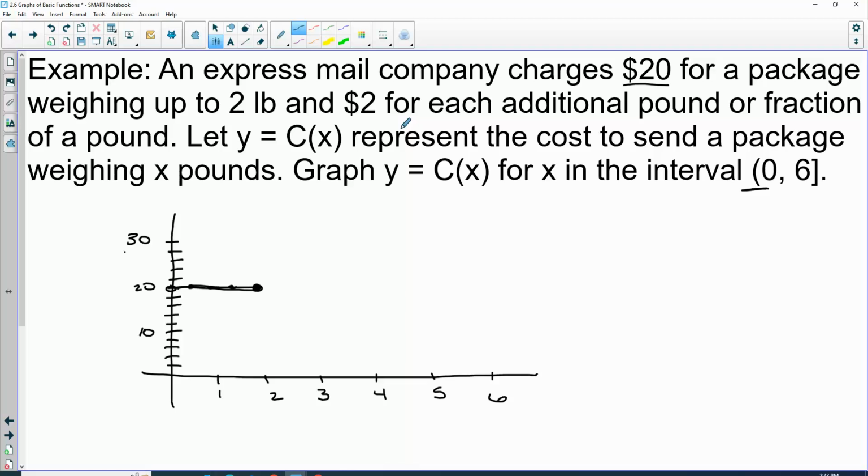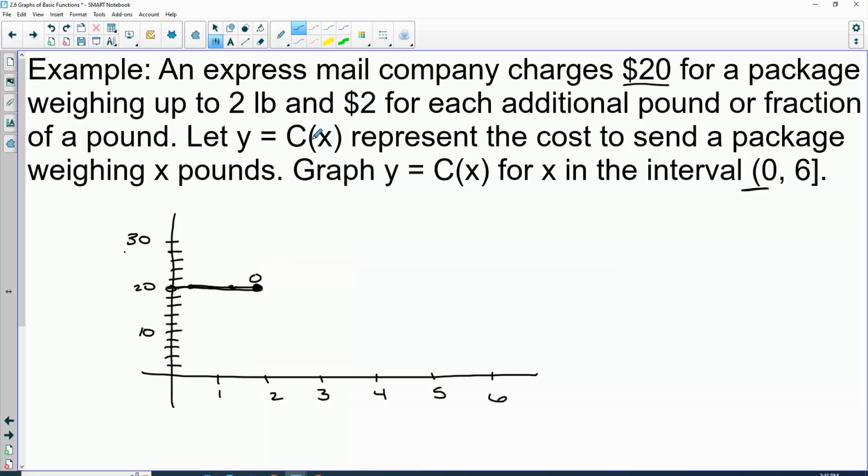But as soon as my package goes over 2 pounds, even if it's just an ounce over, what happens to my cost? Goes up $2. So as soon as I cross past that 2, I'm now paying $22. What should I begin this step with? An open circle, because can you give me the first number bigger than 2? No.